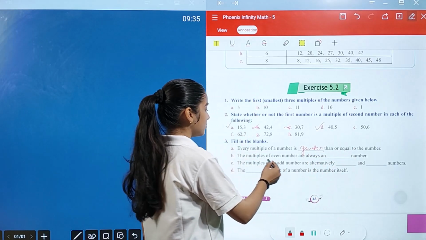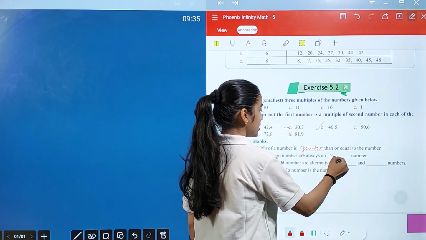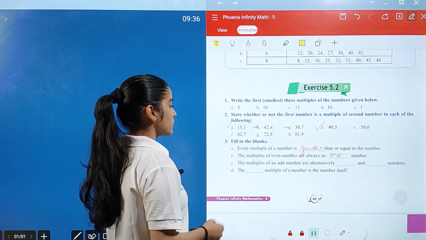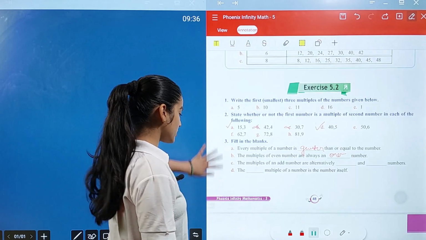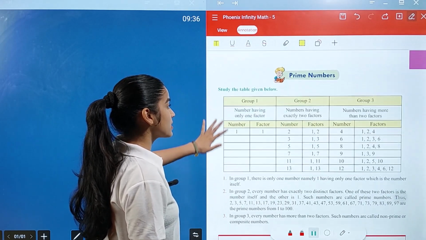The multiples of an even number are always even. So students, you have to do the remaining two parts on your own. Do it yourself. Now we move forward to our next concept, which is prime numbers.